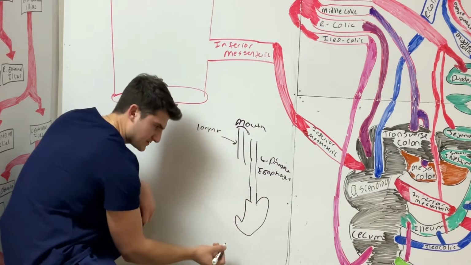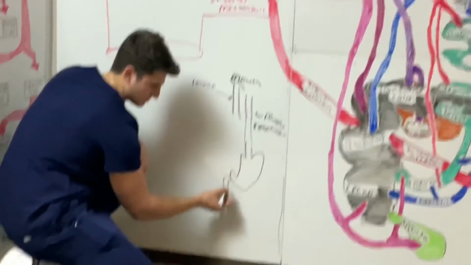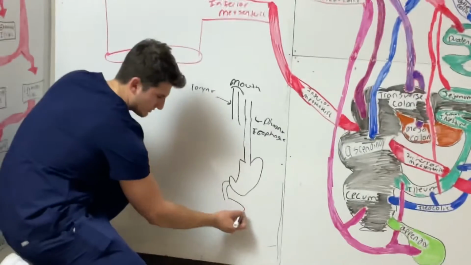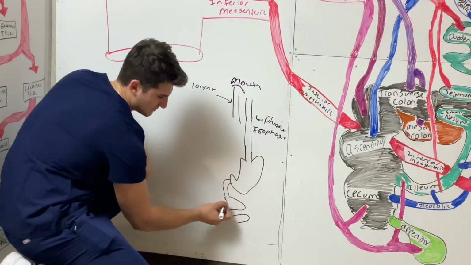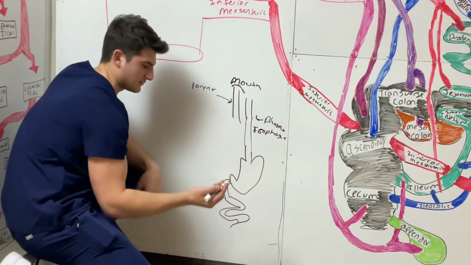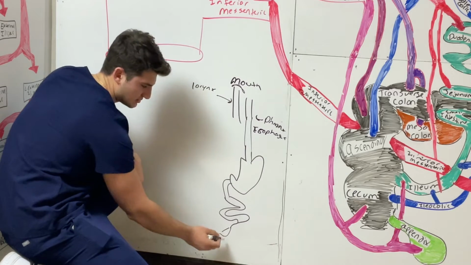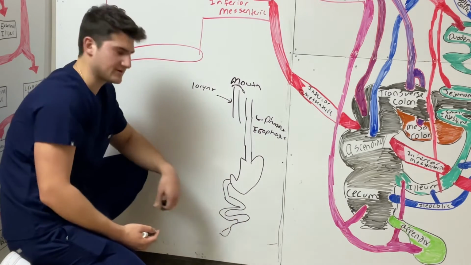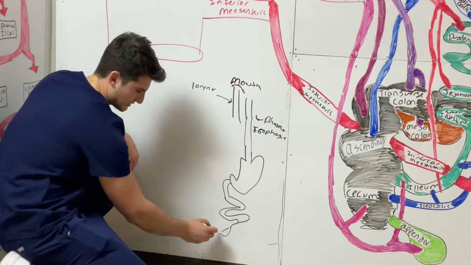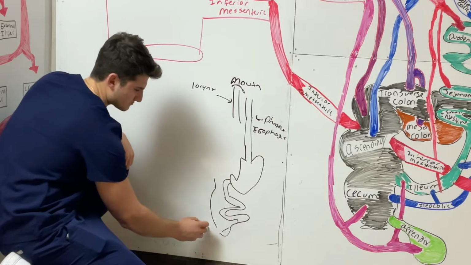So from the stomach, we're going to travel down. We're going to have another thing called the duodenum. The duodenum is the small intestine. Well, the small intestine is going to be made of three different regions: the duodenum, the jejunum, and then the ileum, the lowest region, the most inferior. Connecting to the ileum, we're going to have something called the large intestine.